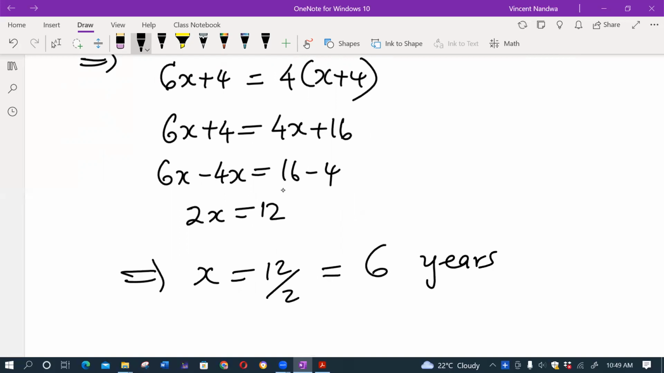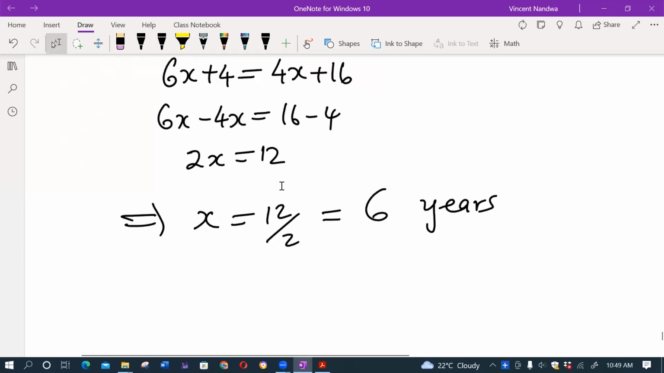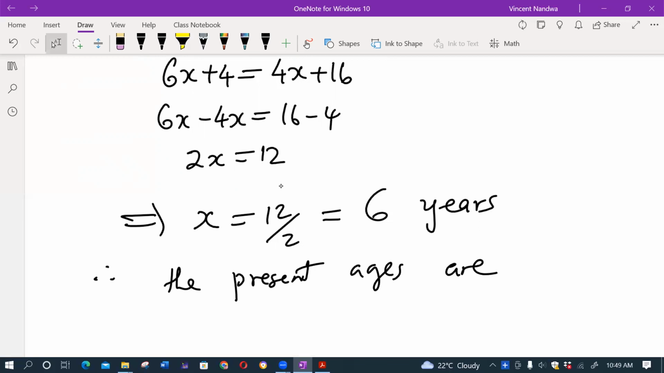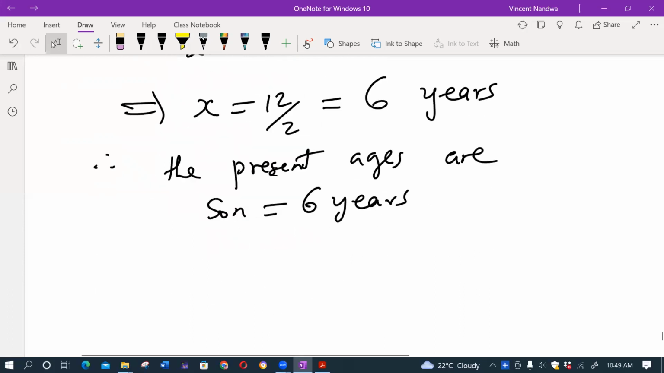So we were to calculate the present ages. So present ages are: son 6 years, dad or father 36 years.